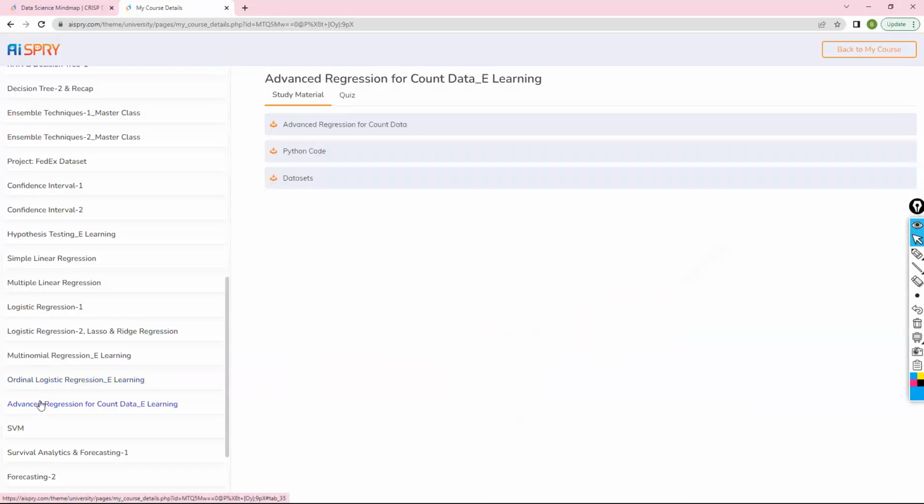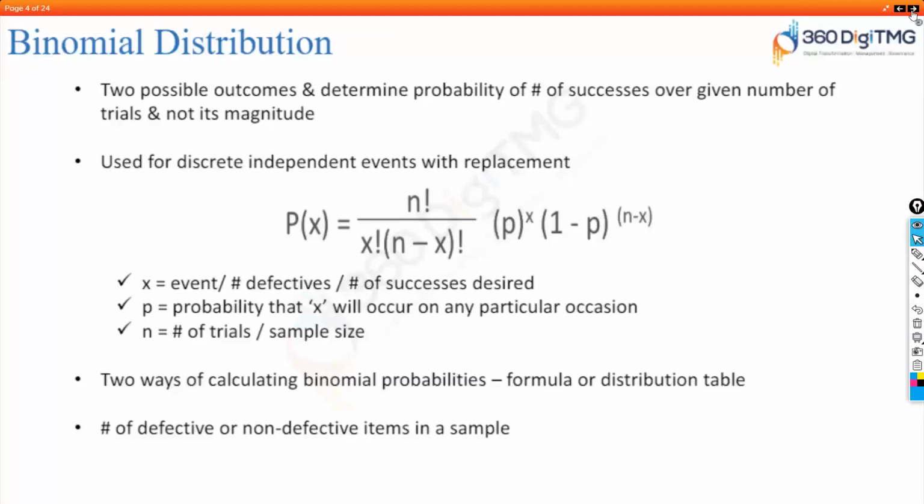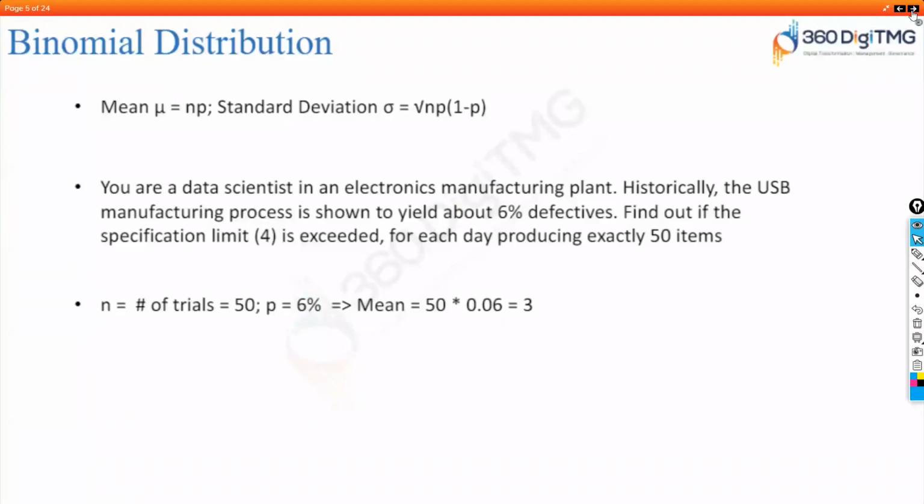Now, we need to get into the count models. Poisson regression. This is the probability density function for the binomial distribution. Binomial distribution. Okay, and for the binomial distribution, the mean is given as NP. Standard deviation is given as square root of NP into 1 minus P.